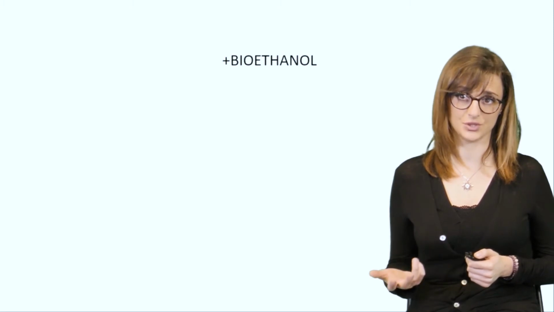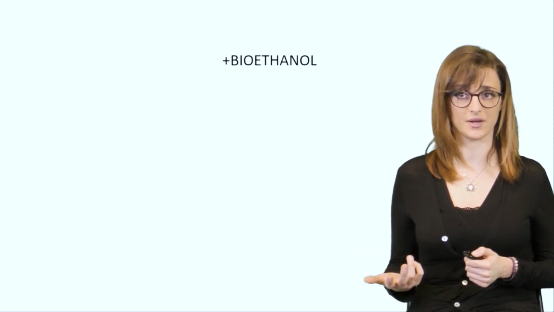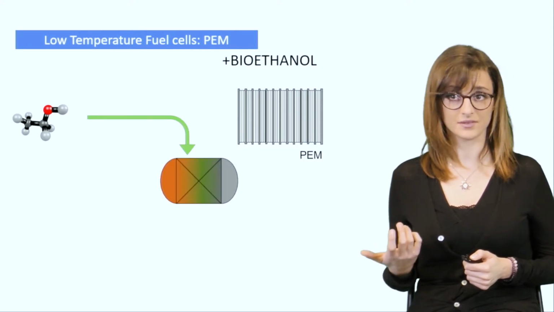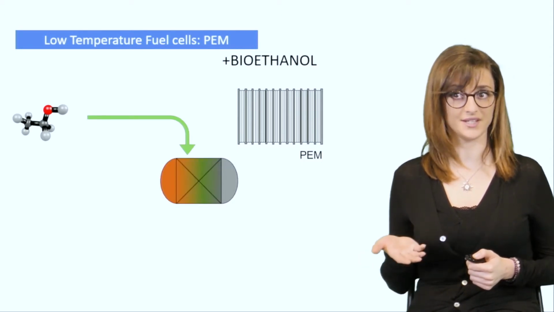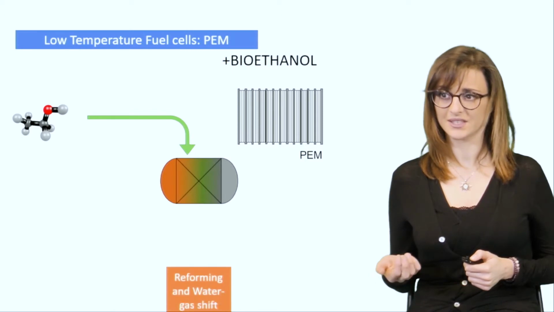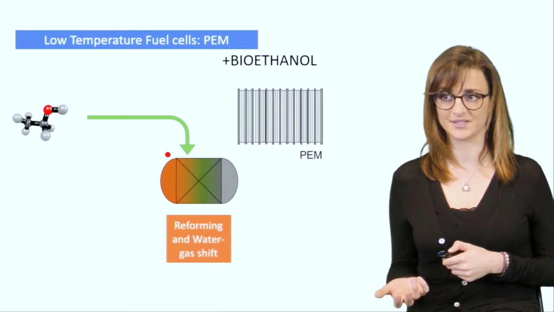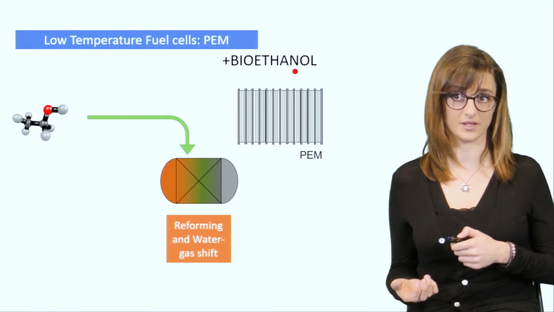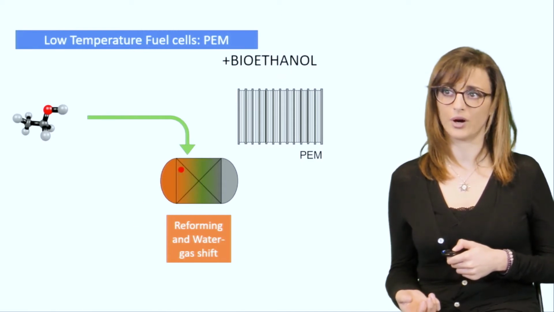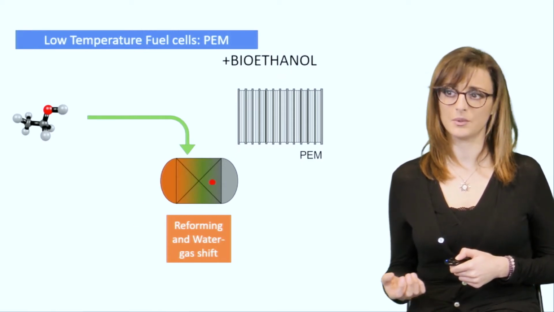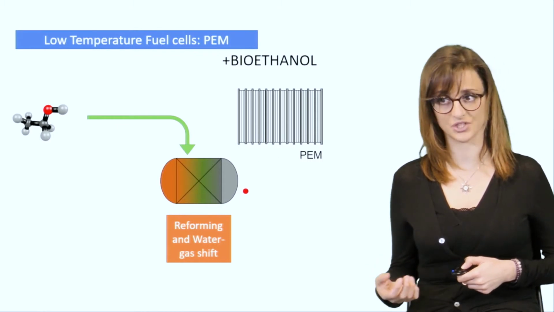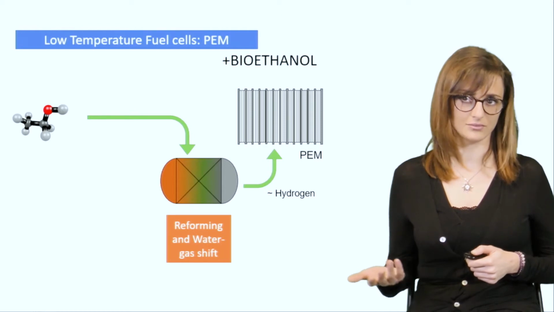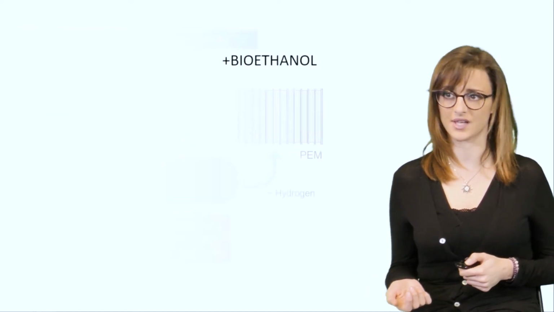Therefore, the main issue when it comes to using bioethanol is first the gas conditioning. We have to evaporate this liquid product, and then we have to provide a reaction that extracts hydrogen from the bioethanol. So for polymer electrolyte membrane, we will have reforming and water gas shift to remove carbon monoxide, and so we have hydrogen to feed to the fuel cell.